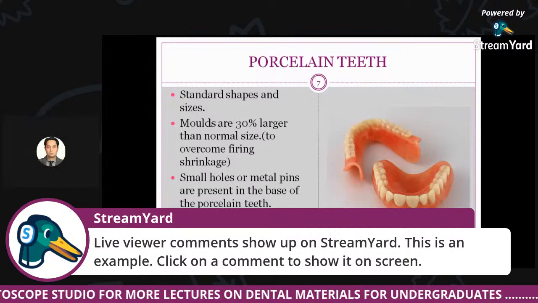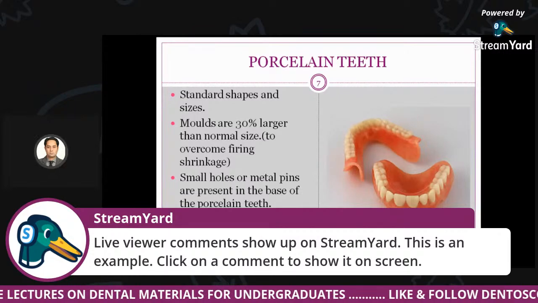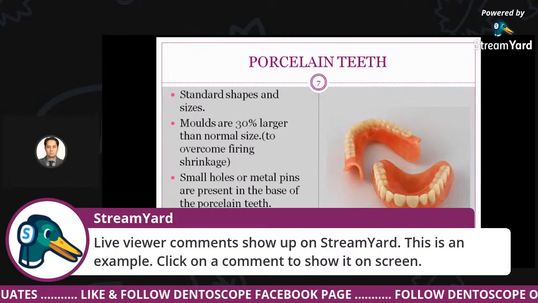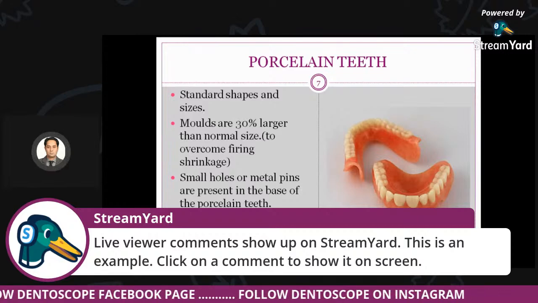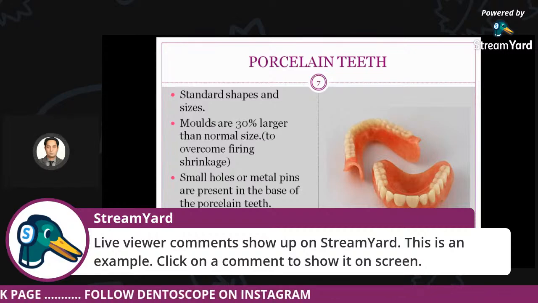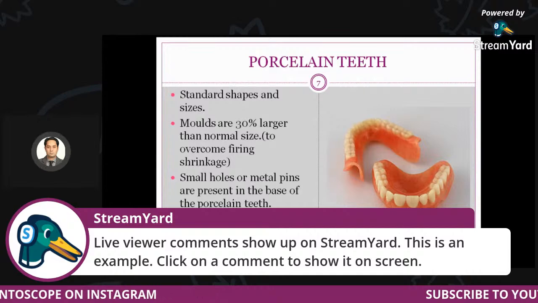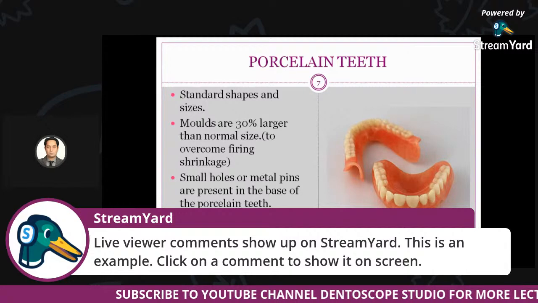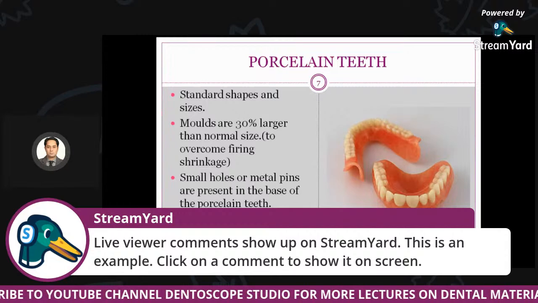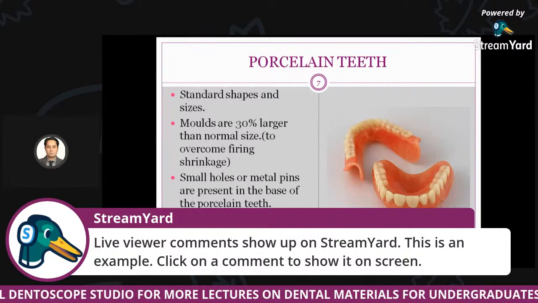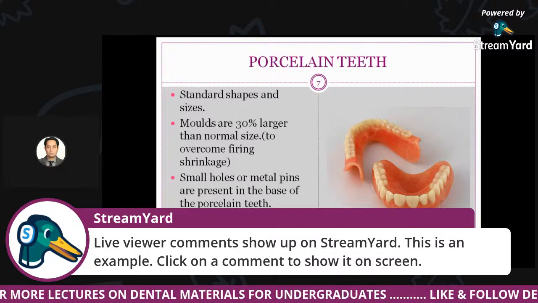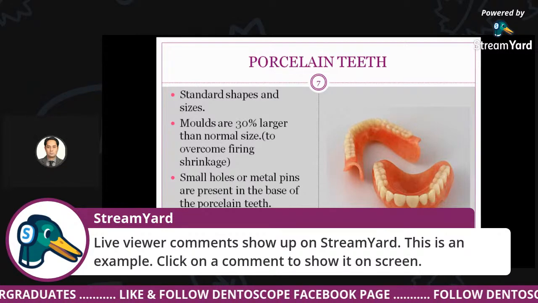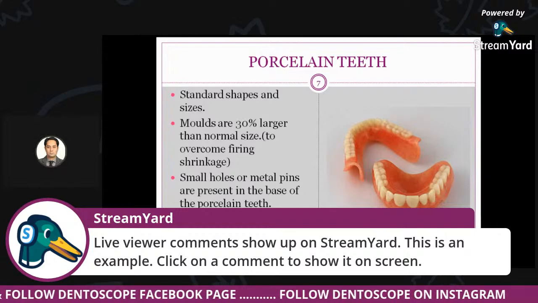So that's why the molds are kept 30% larger in size as compared to the original size that we want, because if you keep the mold size exactly the size that we want, then once they shrink, they are going to be much smaller. So that's why, to compensate for the firing shrinkage, the molds are kept 30% larger in size. So once the porcelain is fired and then it shrinks, we get the normal size.